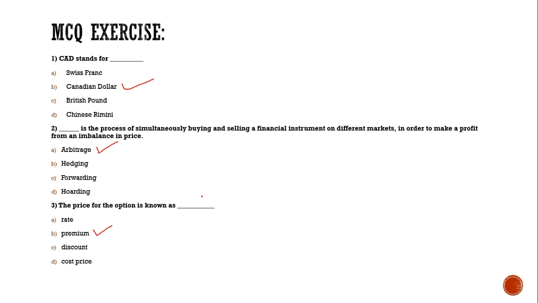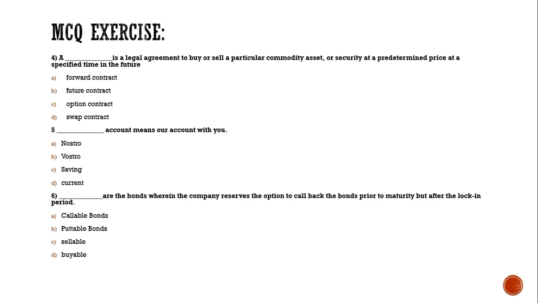Now we move to the next part of the MCQs. Again, three MCQs are given. Number one, a dash is a legal agreement to buy or sell a particular commodity, asset or a security at a predetermined price at a specific time in the future. Four options are given. Next, dash account means our account with you.